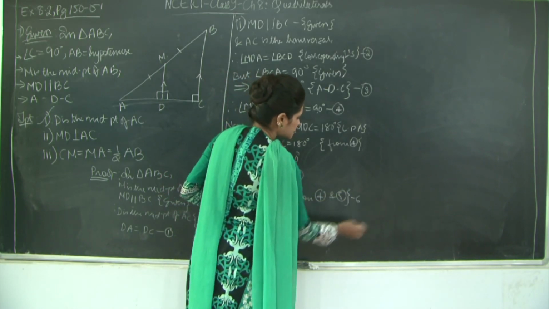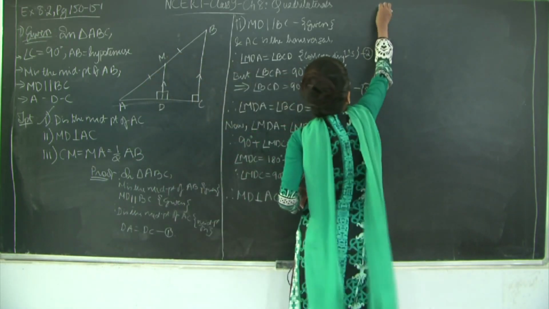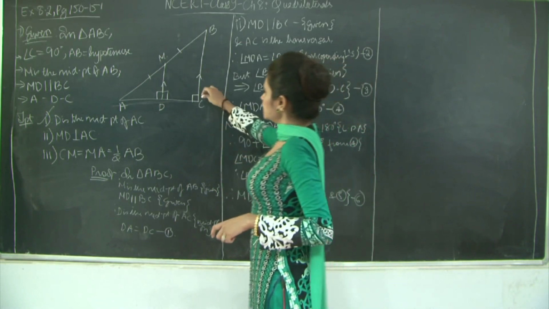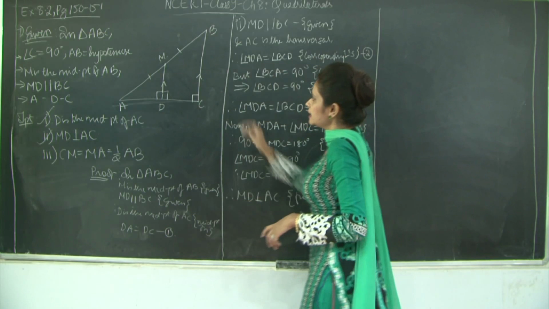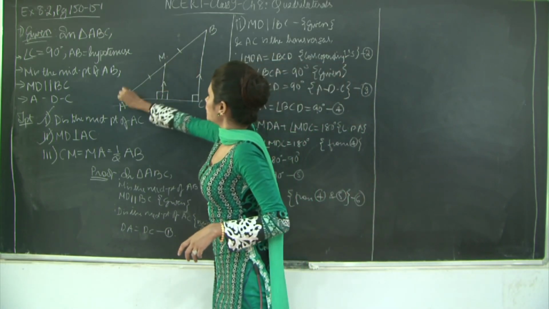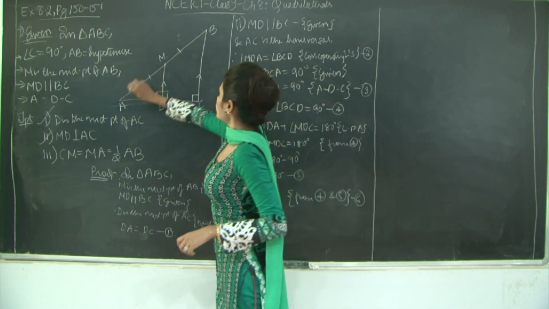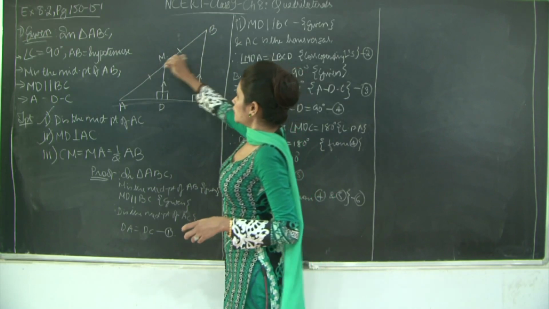Let's mark this as 6, as we might need it later on. So now we need to prove that we have proved this section, MD is perpendicular to AC. Now we need to prove that CM is equal to MA, which is half of AB. If you notice, MA is already half of AB. Why? Because it's been given that M is the midpoint of AB.